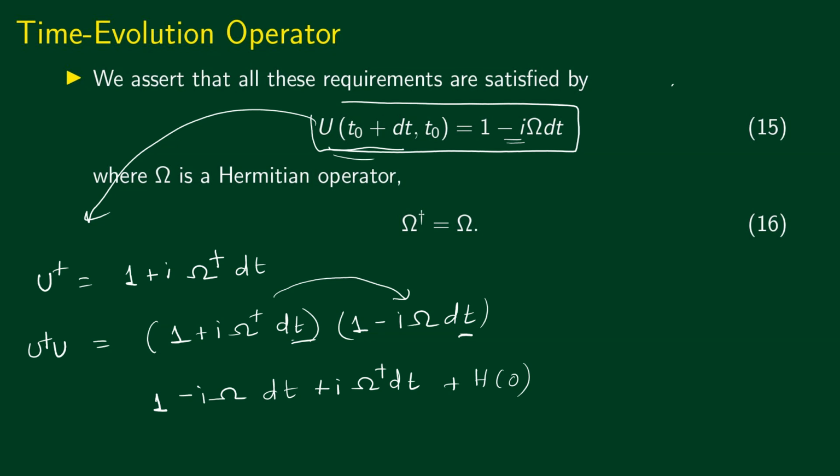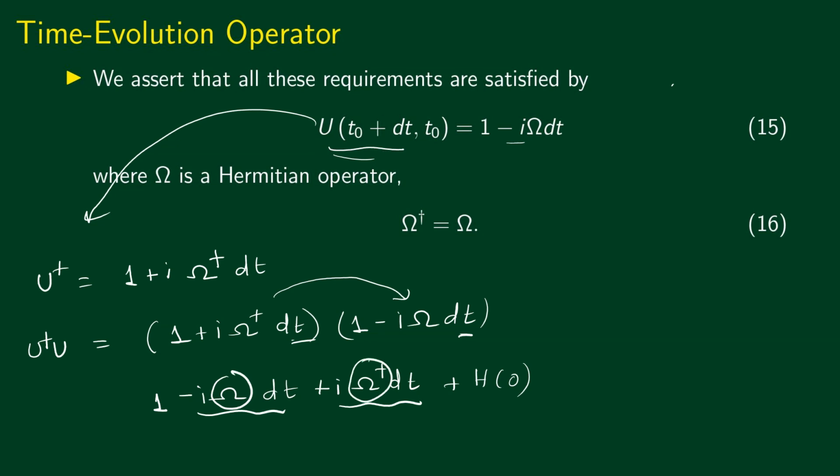Now we see that this U dagger U is equal to 1 only if these two terms cancel each other. Now these two terms cancel each other only if omega is equal to omega dagger. So the condition for this combination to be a unitary operator is that omega has to be equal to omega dagger. In other words, the omega here is a Hermitian operator. This is Hermitian.